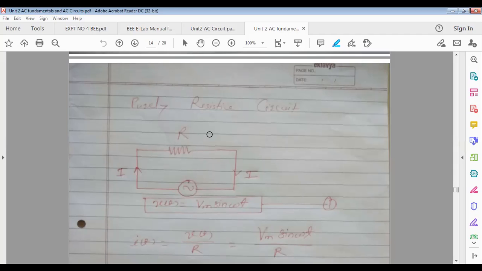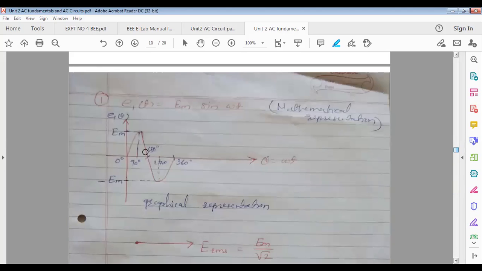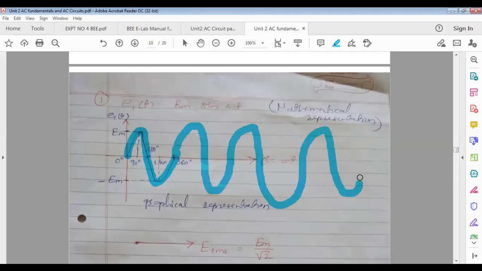So across such load, whenever you switch on single phase AC voltage, whatever the AC voltage you get at your home, what is its mathematical representation? v of t equals Vm sine of omega t. And its graphical representation we have seen a number of times. This is the graphical representation of the single phase AC voltage you get at your home, with a number of cycles. 50 cycles are completed in 1 second, and that's why the frequency is 50 hertz.